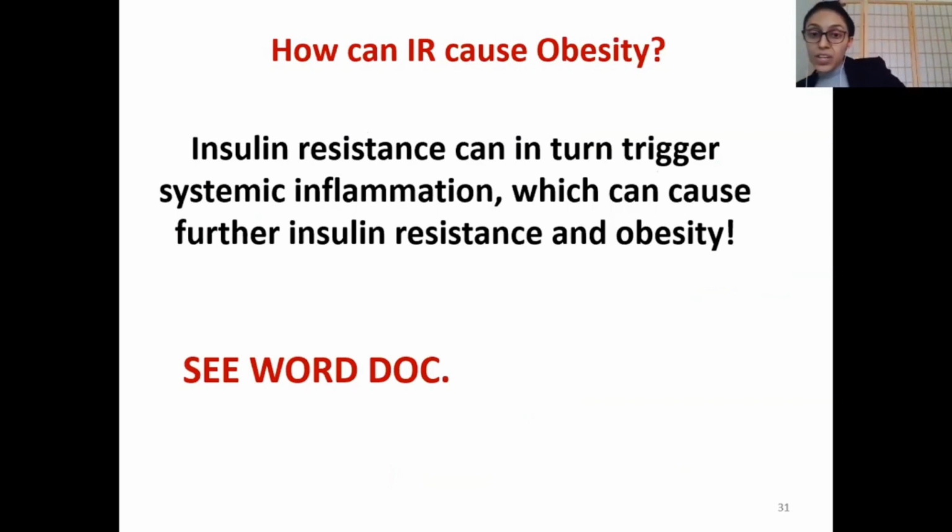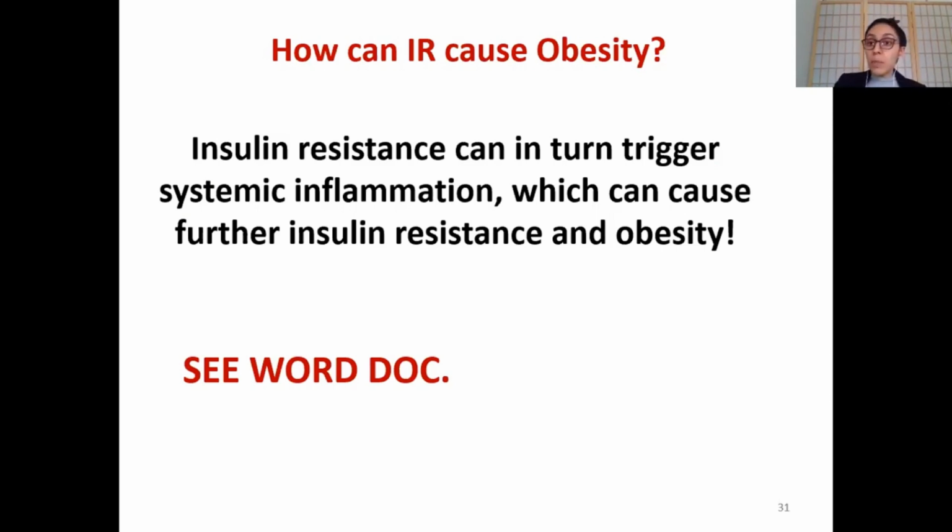Okay. Meaning when you have a diabetic individual, all right, type 2 diabetes, this can result in obesity. Okay. So insulin resistance can again trigger inflammation, and this inflammation can further result in obesity. Okay, so a diabetic individual at risk of obesity is what we are talking about.